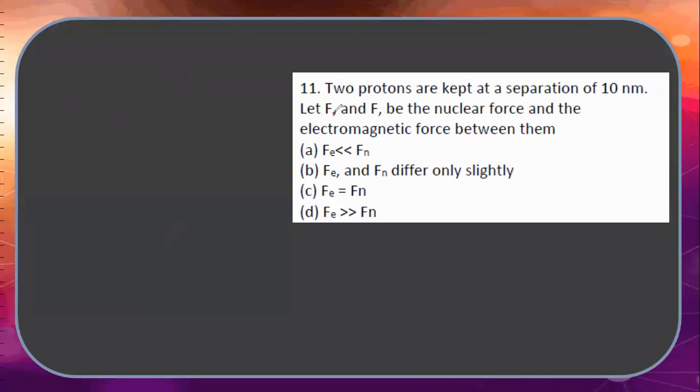This is Fn and Fe. So the electromagnetic forces... this nuclear force is much greater than that of the electromagnetic force.